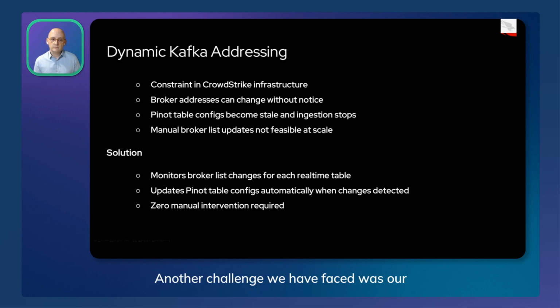Another challenge we have faced was our dynamic Kafka infrastructure, where broker addresses can change without notice. This is a constraint in our infrastructure that we had to mitigate. This dynamic nature had a significant impact on our system, which is the risk of lagging behind. If our system was unable to update its broker list as soon as the change is detected, we are risking simply lagging behind the latest changes in the Kafka infrastructure, which could potentially lead to stoppage of the ingestion, so delayed processing of the data. In such a real-time solution, simply lagging behind is not acceptable, so we need a solution here.